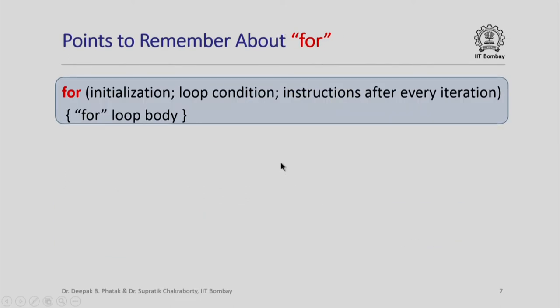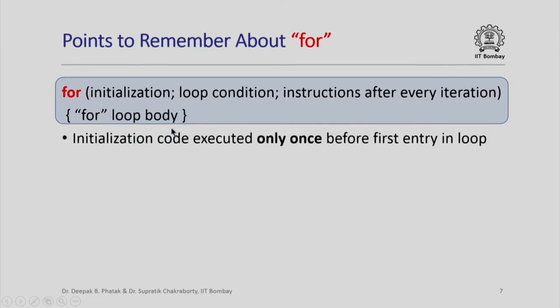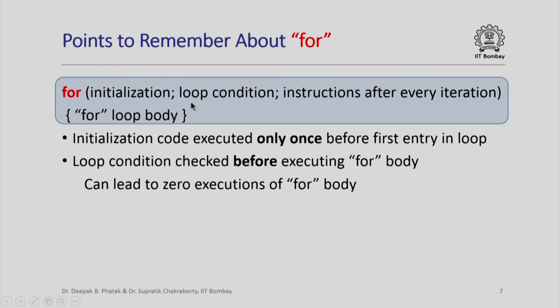Now, there are a few points to remember about the for construct. So, here is our for construct as we have just seen. Note that the initialization code is going to be executed only once, before the first entry in the loop. It is not going to be executed every time we enter the loop. Before the first time you enter the loop, that is the only time this initialization code will be executed. Note also that the loop condition will be checked before executing the for loop body. So, if the loop condition evaluates to false the very first time, the for loop body may not be executed at all.